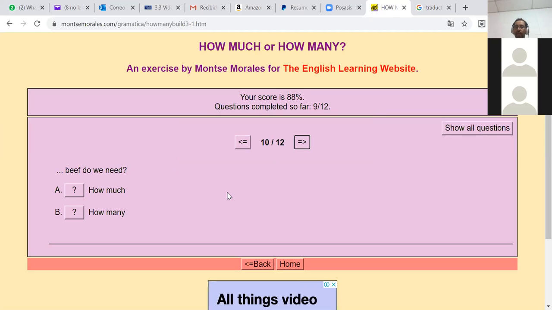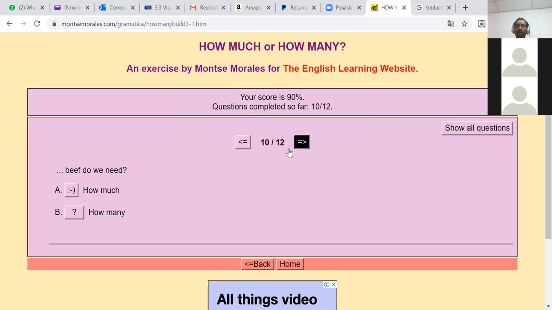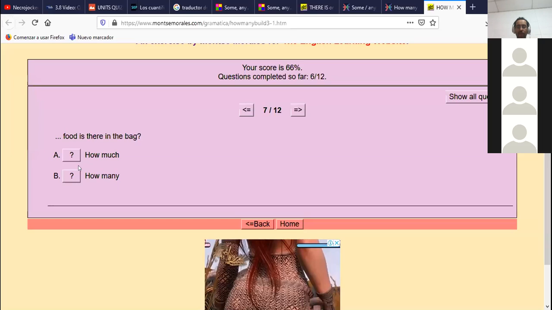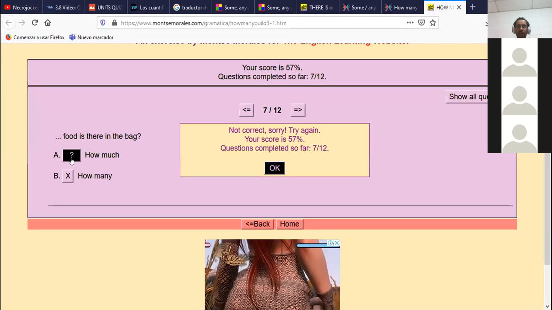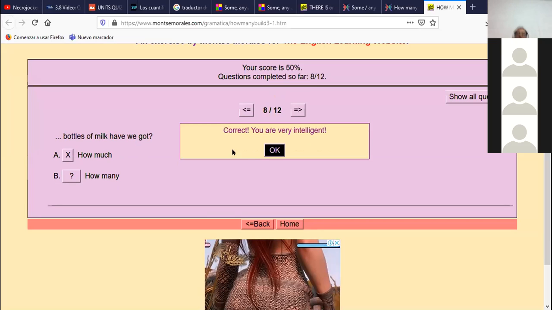Uncountable. Okay. How many beef do we need? How much beef do you need? Yes. Okay. Bottle of milk, how many? How much? No, how many?